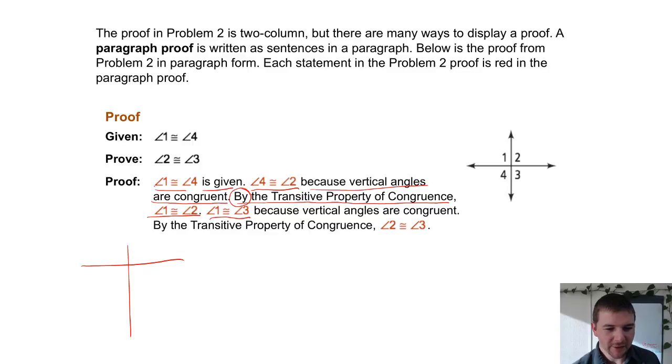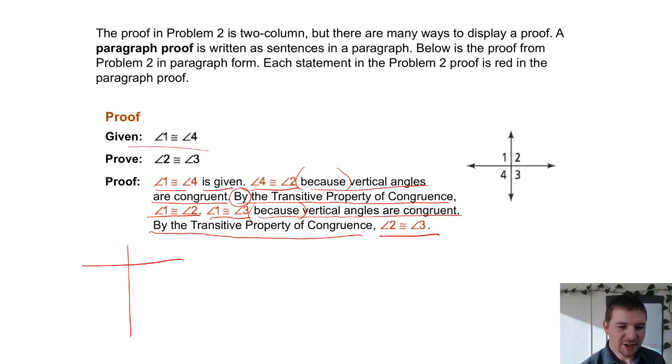Statement, angle 1 is congruent to angle 3. Reason, because vertical angles are congruent. So you can also note the addition of the word because. Finally, by the transitive property of congruence, reason, angle 2 is congruent to angle 3, finishing the paragraph proof with what it was that we were asked to prove.